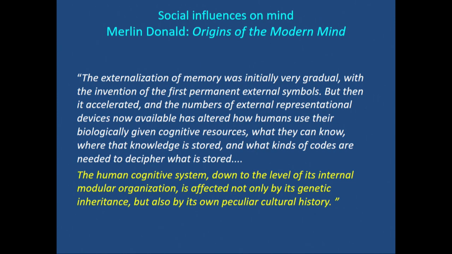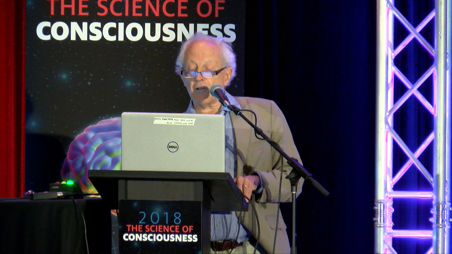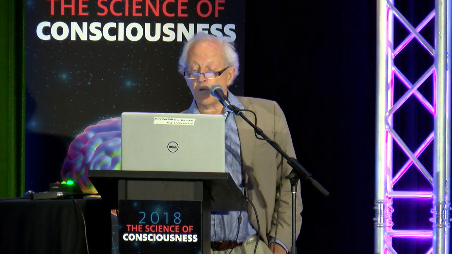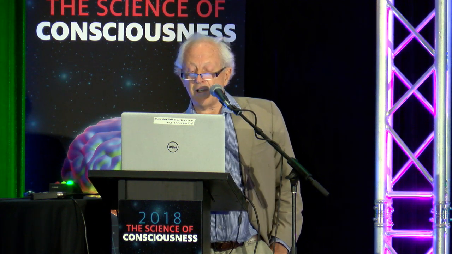Merlin Donald's wonderful book, Origins of the Modern Mind. The externalization of memory was initially very gradual, with the invention of the first permanent external symbols, but then it accelerated, and the numbers of external representational devices now available has altered how humans use their biologically given cognitive resources, what they can know, where that knowledge is stored, and what kinds of codes are needed to decipher what is stored. The human cognitive system, down to the level of its internal modular organization, is affected not only by its genetic inheritance, but also by its own peculiar cultural history.